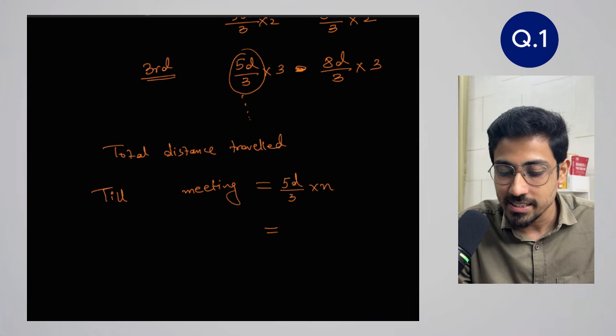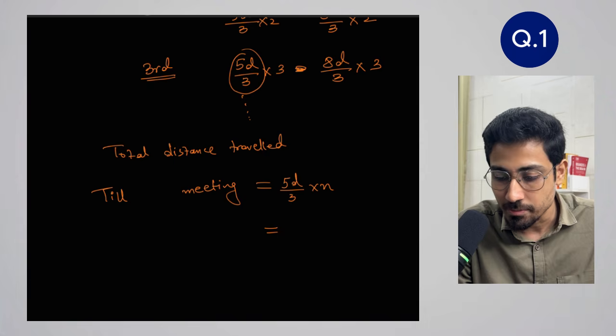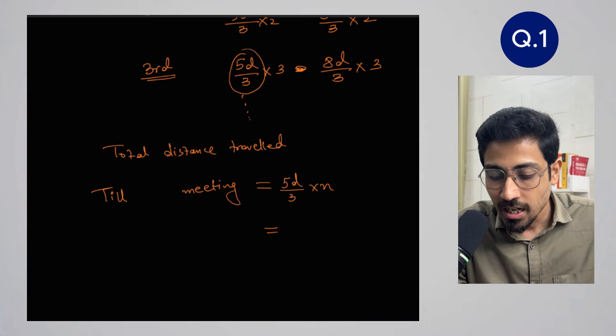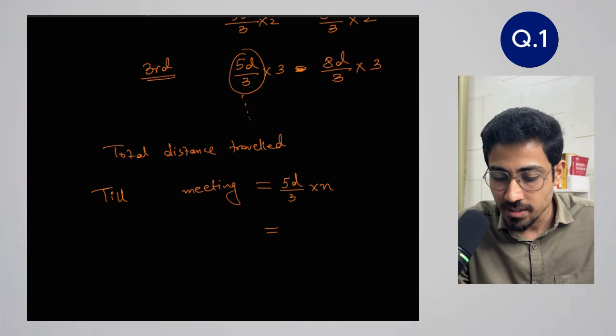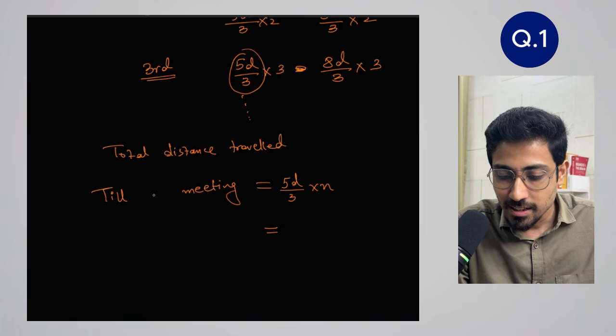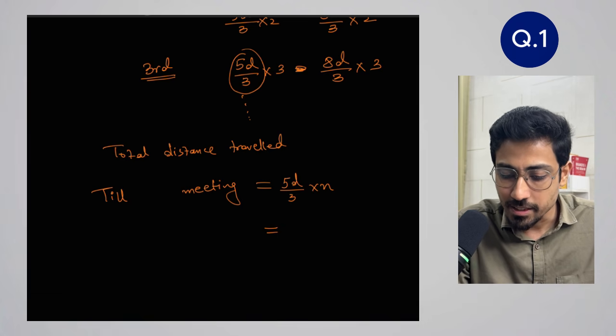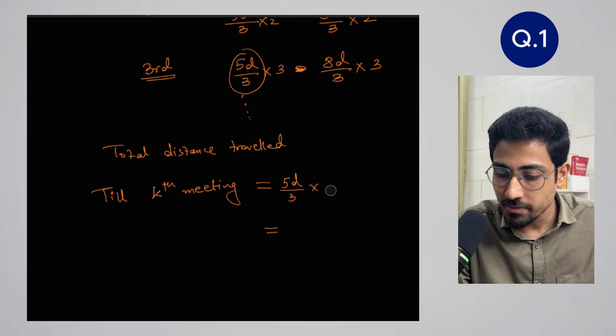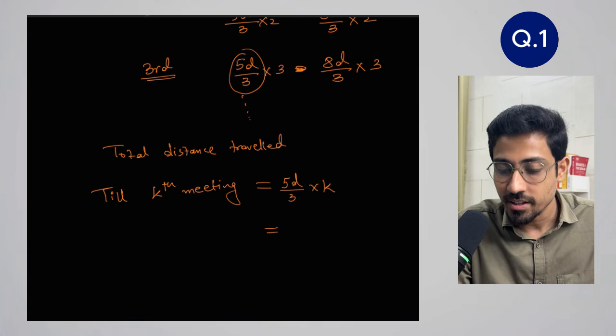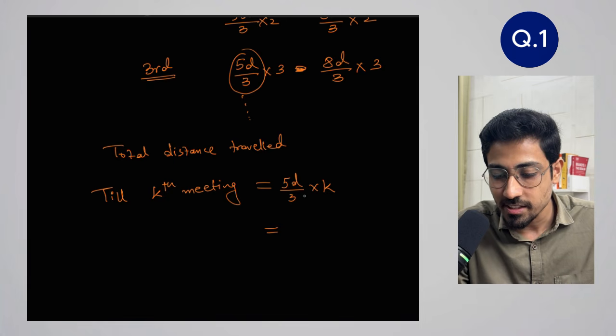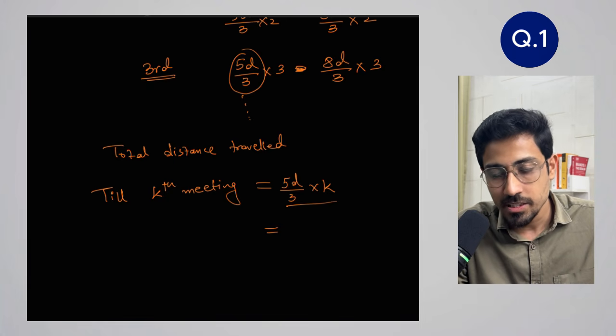till the nth meeting point. Let's take this as a different variable, because now I'll introduce m and n. Let's take a variable which is, say, till the kth meeting point. Till the kth meeting point, what will be the value? It will be 5d by 3 into k. So for the third meeting point, the total distance traveled by A will be 5d by 3 into 3.